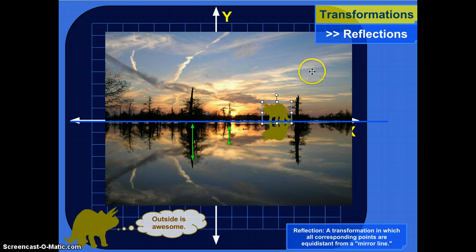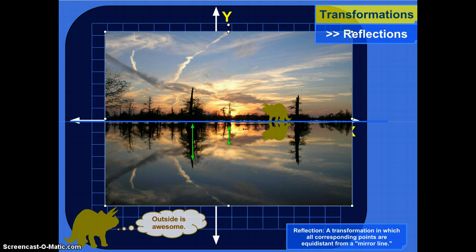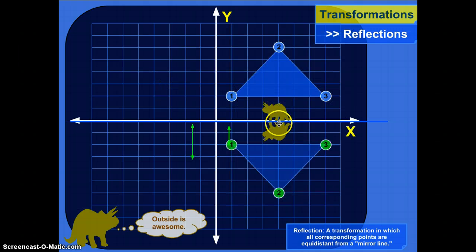Let's look at it more mathematically here. Get rid of that guy. I guess Mathceratops can stay. Why not? Feeling generous today.